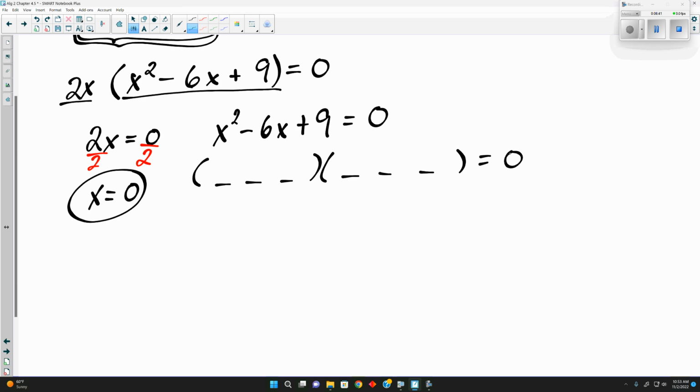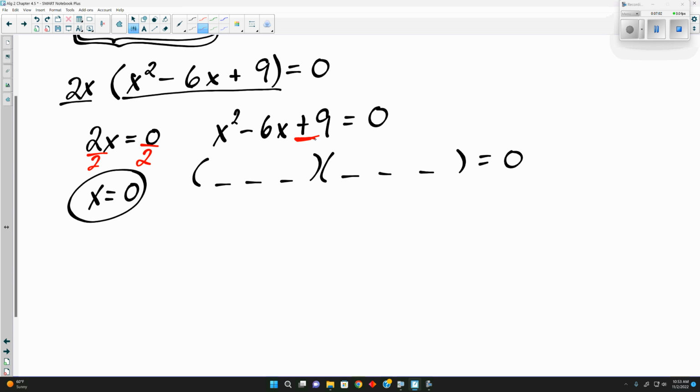Because if we look at this here, two sets of parentheses with three spaces, we don't have a greatest common factor, mainly because we already pulled it out as 2x. Now we look at the signs first, the sign of the third term. If the sign of the third term is positive, the signs are the same and they match the sign of the middle term.